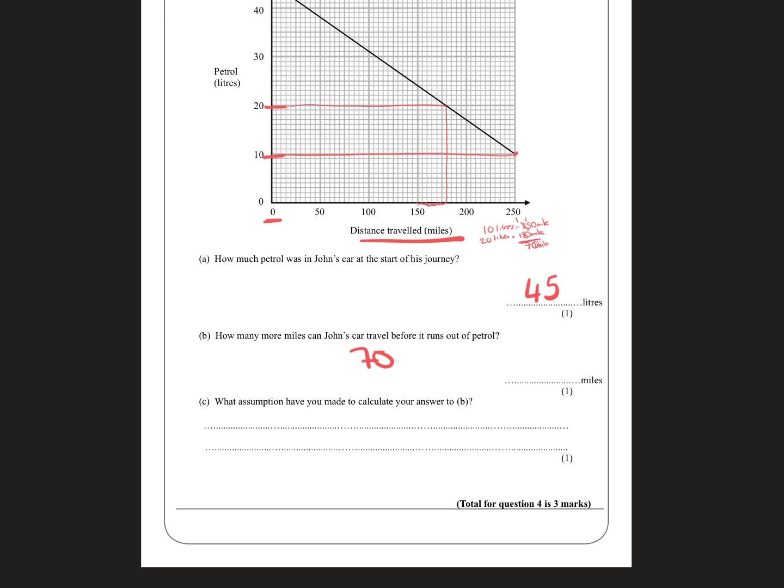So this graph only takes us up to 250 miles, but another additional 70 miles will be travelled before he's actually going to run out of petrol. And it says then, C, what assumption have you made to calculate your answer to B? Well, we have assumed that the graph is going to stay at that steady angle, that steady line, that he isn't going to start using more petrol, because if you know anything about cars, you know the faster you go, the more petrol you use, and things like that. So also he could at this point fill up the car and things like that. So those are the assumptions that we're making, that he's going to stay at a steady speed and that the consumption or the rate at which he's using his petrol will stay exactly the same.